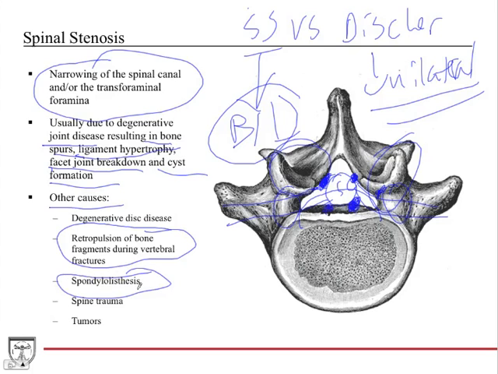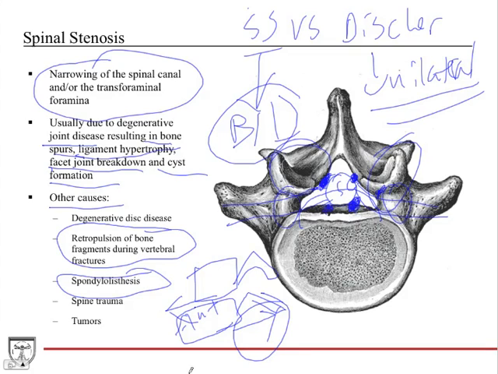Spondylolisthesis, which we'll talk about in a few slides here, is slippage of two vertebral bodies. So if we do it like this on a lateral view, spondylolisthesis is slipping of the lower vertebrae. Usually I drew this anteriorly, but you can also have spondylolisthesis posteriorly, and that's usually what would cause your spinal stenosis. That can cause spinal stenosis as well. Spine trauma, so just any kind of blunt trauma to the spine itself.